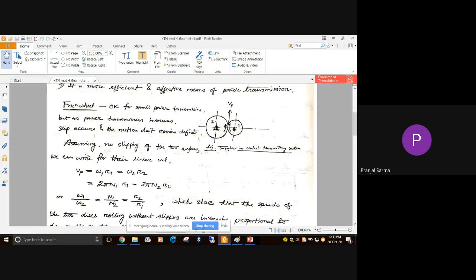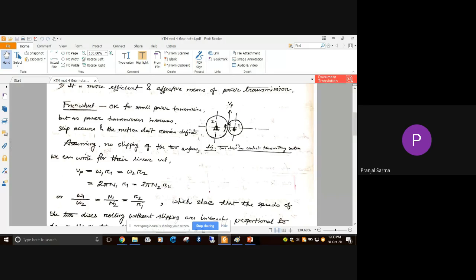This friction wheel we are talking about, as I have already discussed, is a kind of wheel shape which can be engaged, and it is able to transmit motion, so it is okay for small levels of power transmission. But as we increase the power transmission, definitely there will be some slip, and the motion will not remain definite. So one of the very important things about using any mechanism is that we are talking about constrained or definite motion.